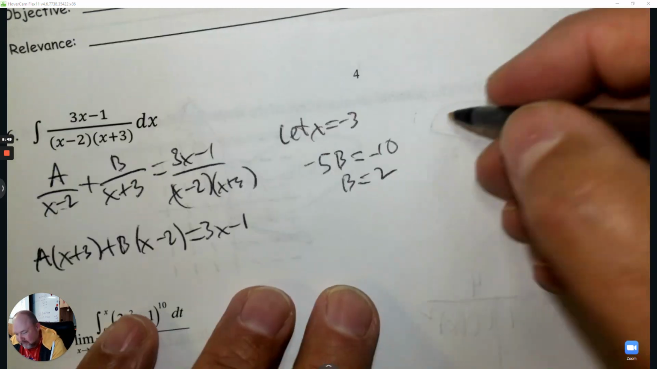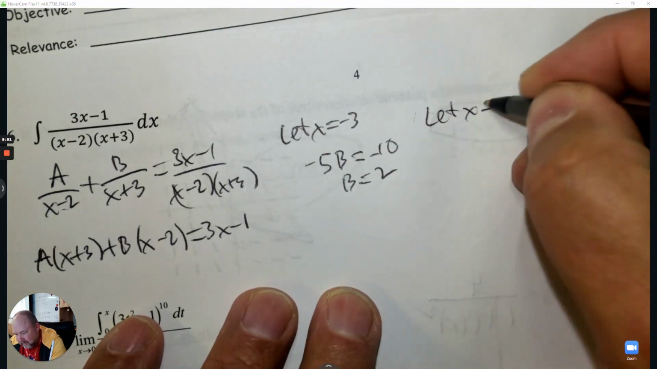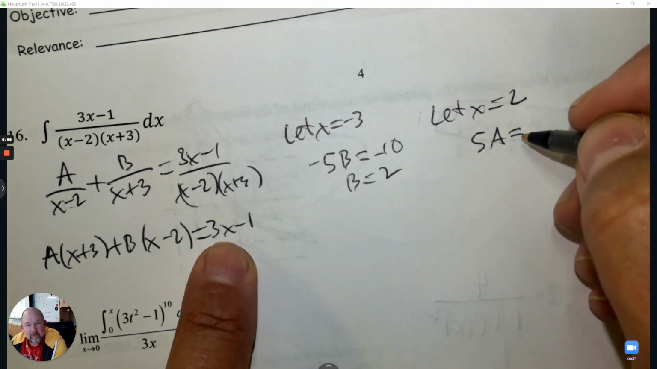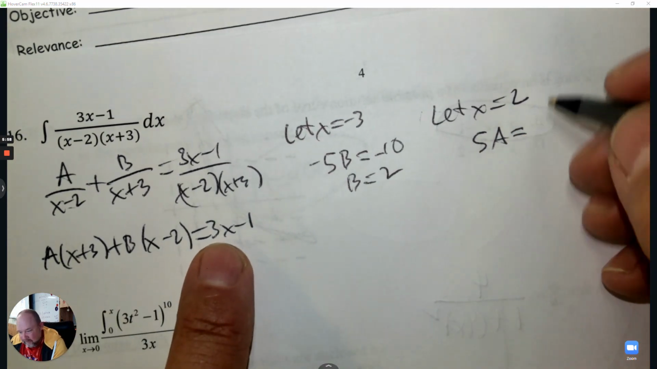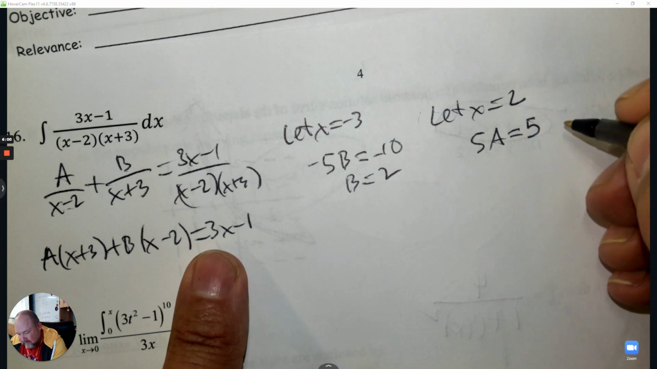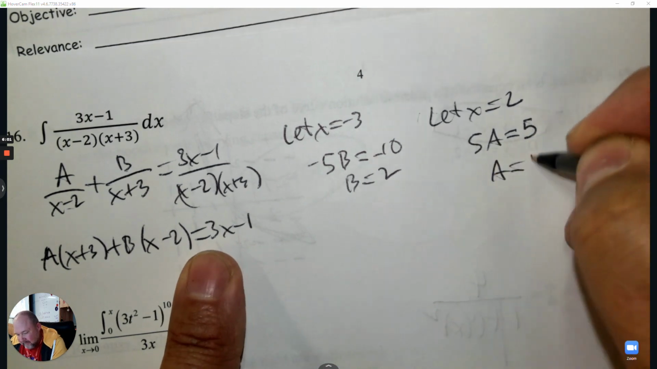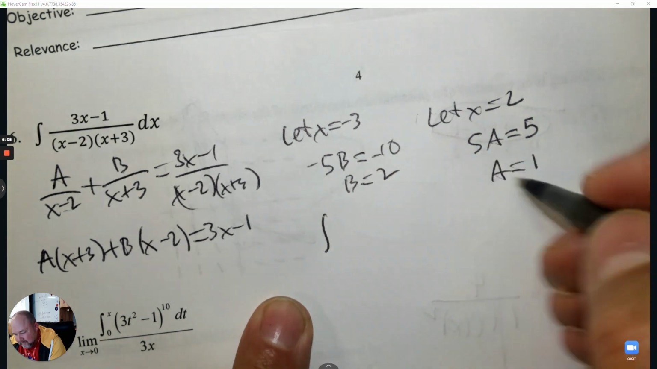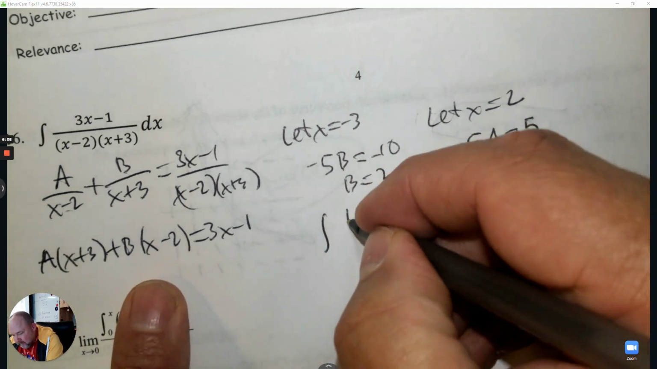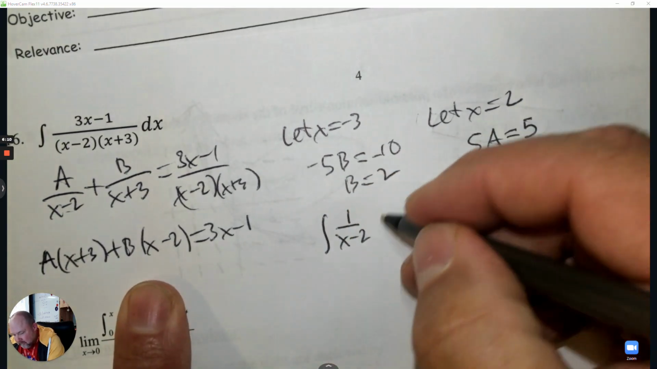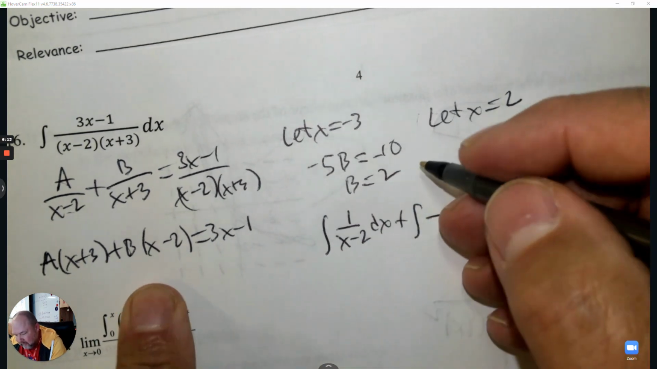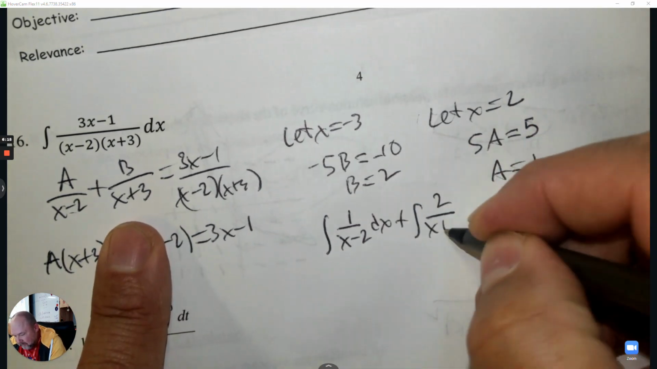And we're going to let x equal positive 2. So we have 5a. And then that's 3 times 2. That's 6 take away 1. That's 5. And divide. That means a equals 1. So now I can come back here and I'm integrating. So a is 1 over x minus 2 plus b is 2 over x plus 3.